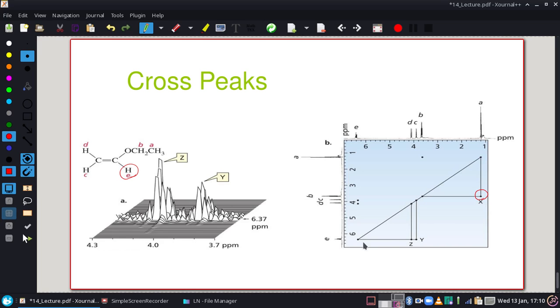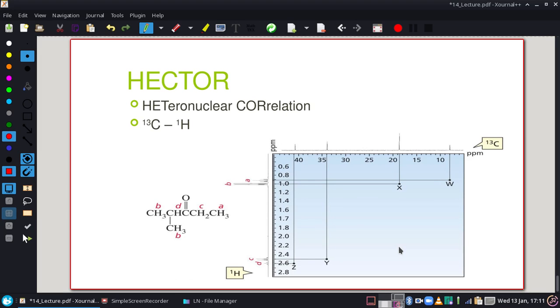And you see how this line matches up all 3 of these? That really is telling us that whatever C, D, and E are, they are all splitting each other because they all line up with the same cross peaks. And we can take that idea a step further and do different species. So HETCOR basically takes something like carbon and hydrogen, and we really are seeing on these cross peaks which carbon causes which hydrogen to split.